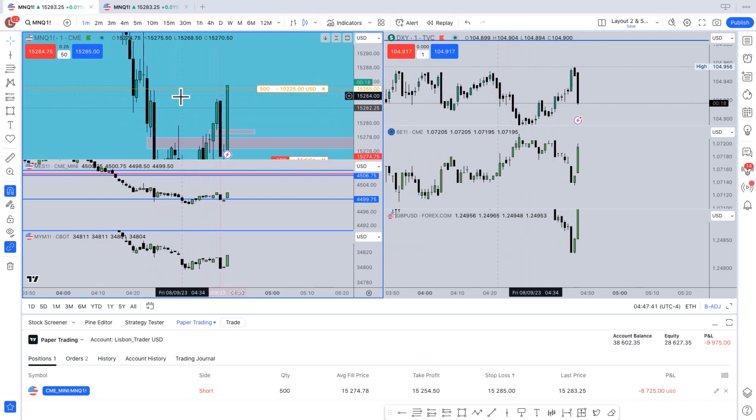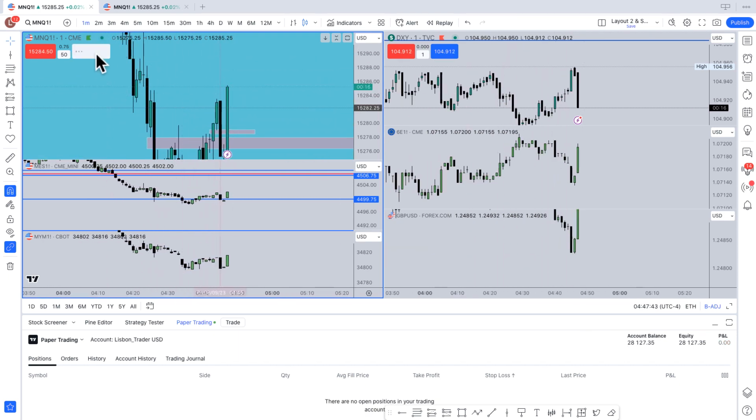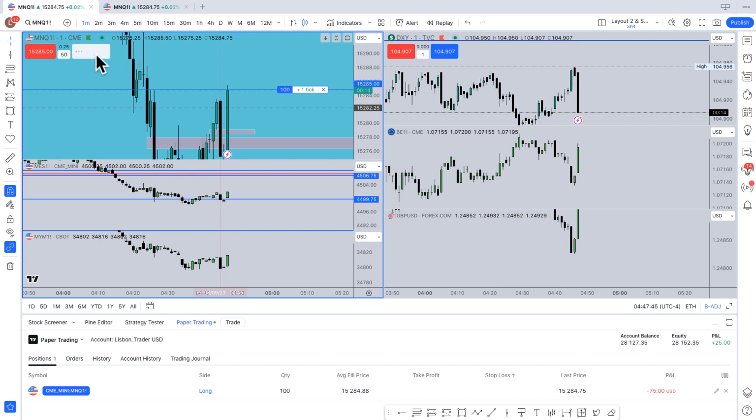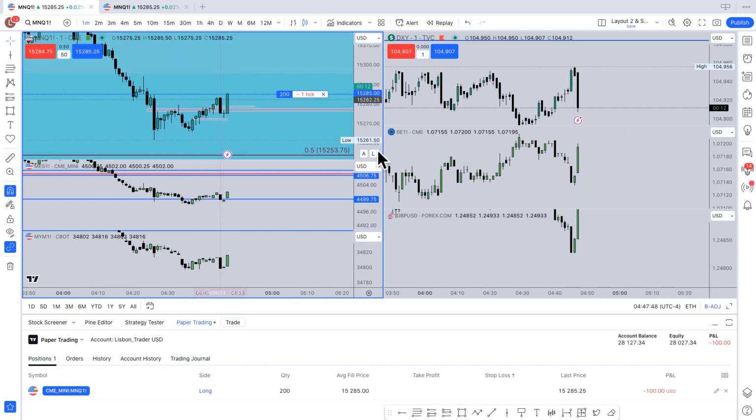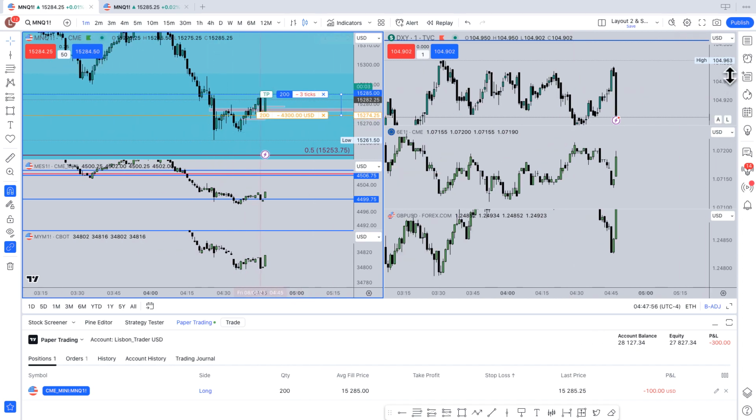So this order block is not being respected. Bearish order block. So we are going higher.